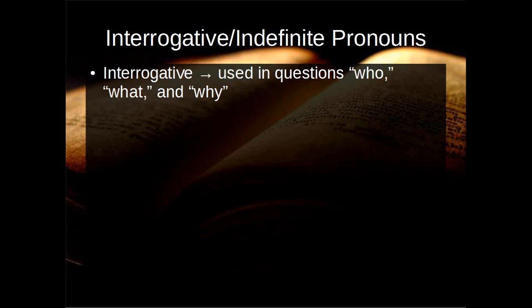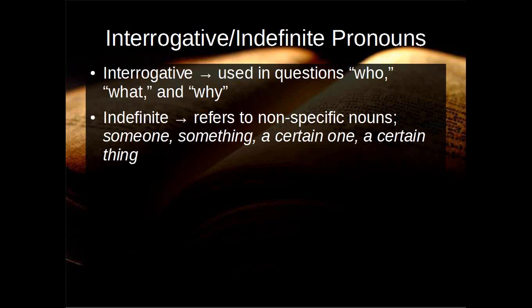Now, the indefinite pronouns refer to non-specific nouns. For example, you can convey these indefinite pronouns as someone or something, a certain one or a certain thing. Those are indefinite. They're undefined. They're very vague. Another way of saying it: they refer to non-specific nouns.